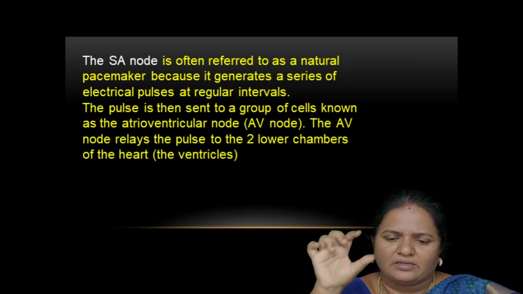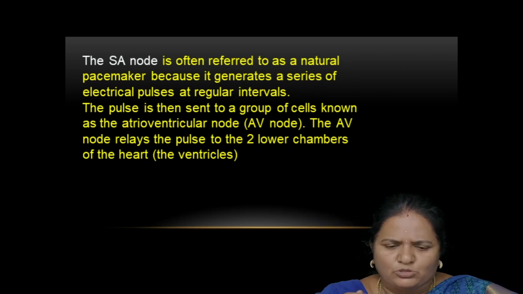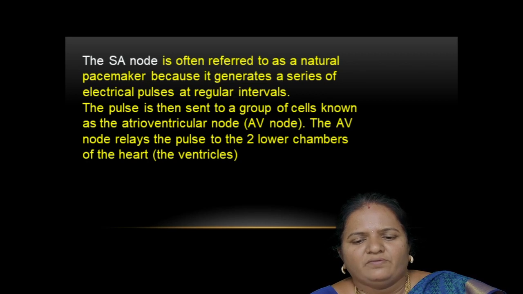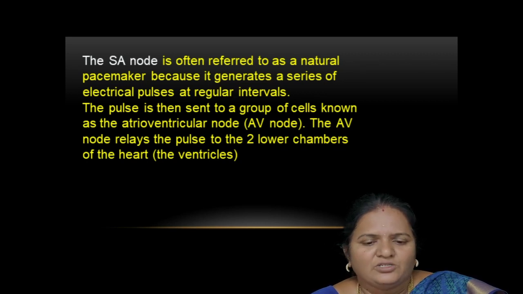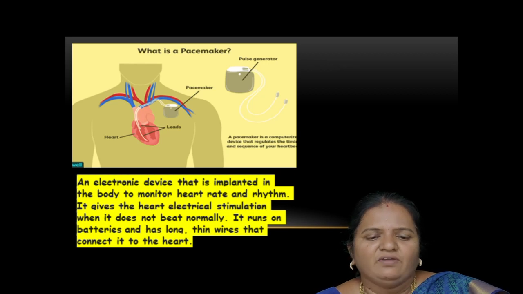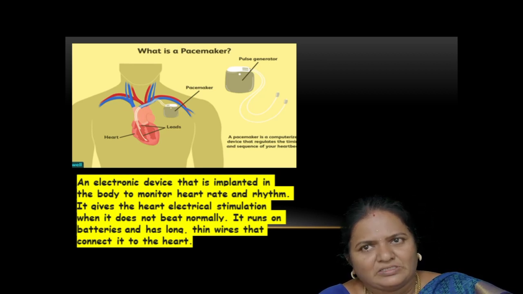It is conveying the impulse to the lower chambers. Lower chambers means what? They are the ventricles. So, sinoauricular node is very important. It is for your additional information. And if it is getting failed, then we are going to fix it. The doctors, the cardiologists, they will ask you to fix the pacemakers.